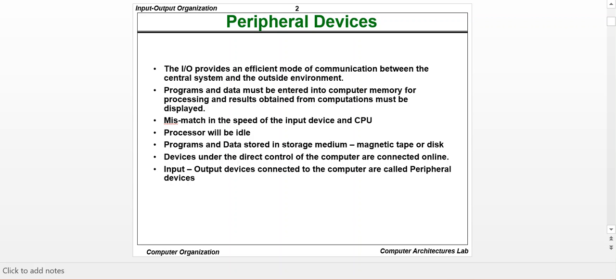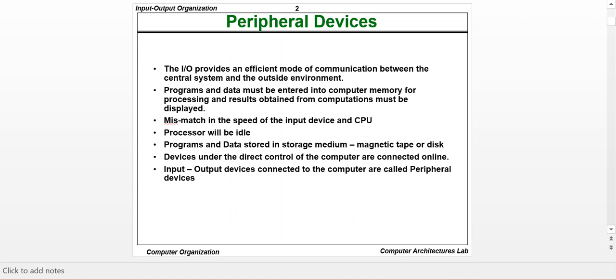Okay, so not every time the IO device is your magnetic tape or a magnetic disk. Most of the time the input device is your keyboard and the output device is your monitor. That is the reason why we need to know more about this IO organization: how exactly the systems have managed this mismatch in speed, and how exactly IO happens in a computer. Most of these devices are under the direct control of the computer.